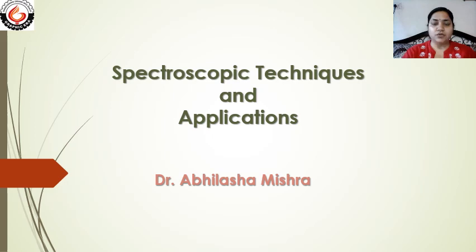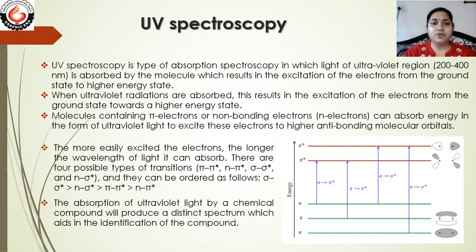Hello students. In the last class we started the spectroscopic techniques and their applications. Today we will discuss UV spectroscopy. UV spectroscopy is a type of absorption spectroscopy. Absorption spectroscopy means the sample absorbs light of a particular spectrum and then we get the result. So it is known as absorption spectroscopy.